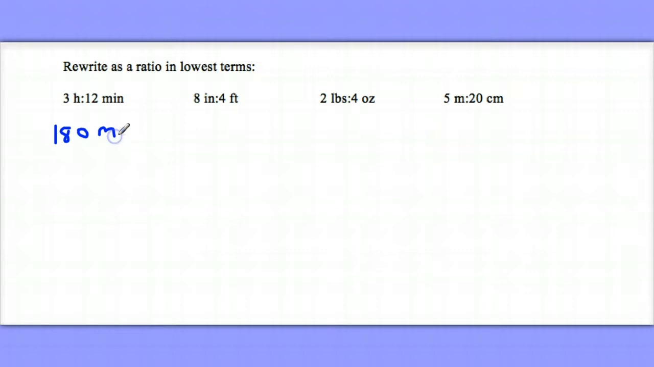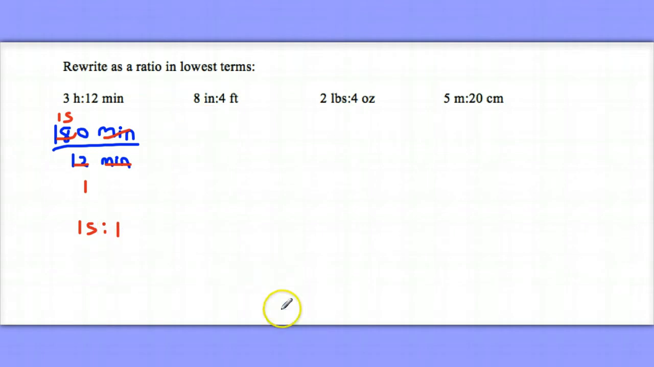And then since the units are the same, I can compare 180 minutes to 12 minutes and write this as a reduced ratio in lowest terms. Lowest terms means the numbers have no common factors and each number is a whole number, so there's no decimals like a 1.5 or something like that. So the units cancel and 180 to 12 reduces to 15 to 1. And you could write that either as a fraction, 15 over 1, or you can write it as 15 and then the colon, and then a 1.